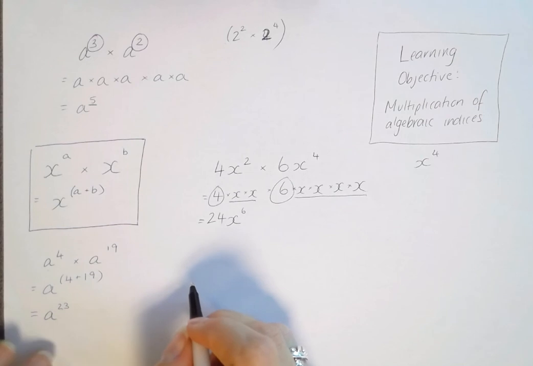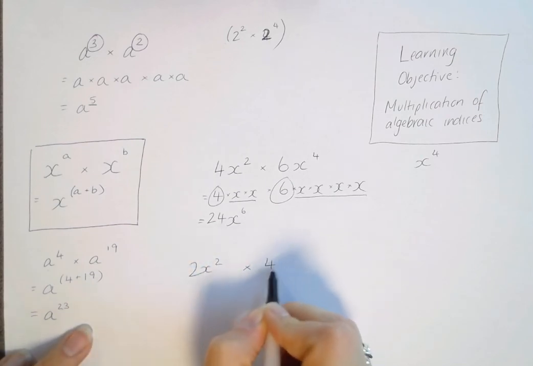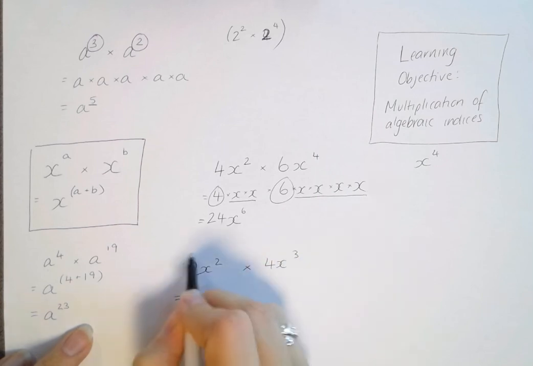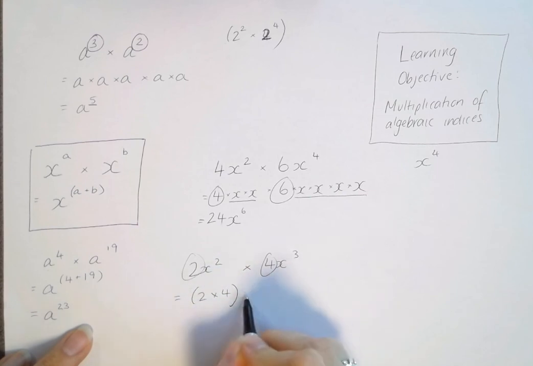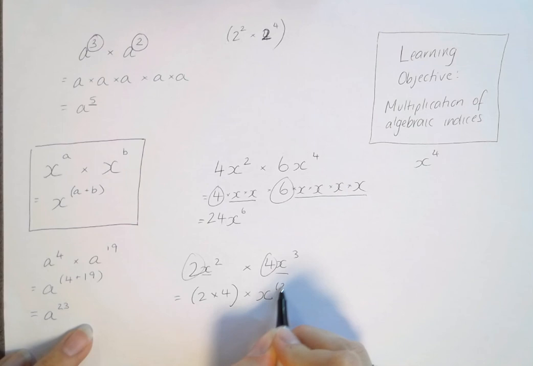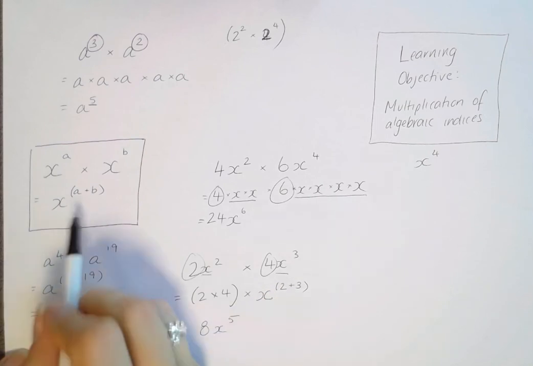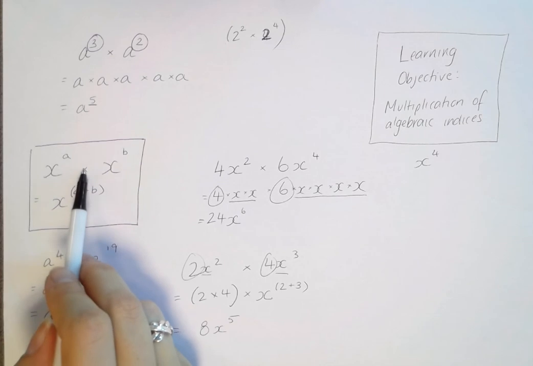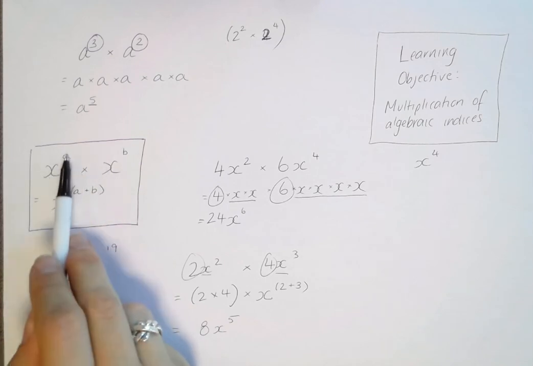So if we did that one again, we could say 2x squared times 4x to the power of 3. We have to work with our numbers first, so that would be 2 times 4, and then our x variable, remember it's plus 3. So 2 times 4 is 8, and x to the power of 2 plus 3 is x to the power of 5. So we have to keep coming back to this rule: if we are multiplying, there's a times sign, and we've got bases that are the same, we can just add the powers together.